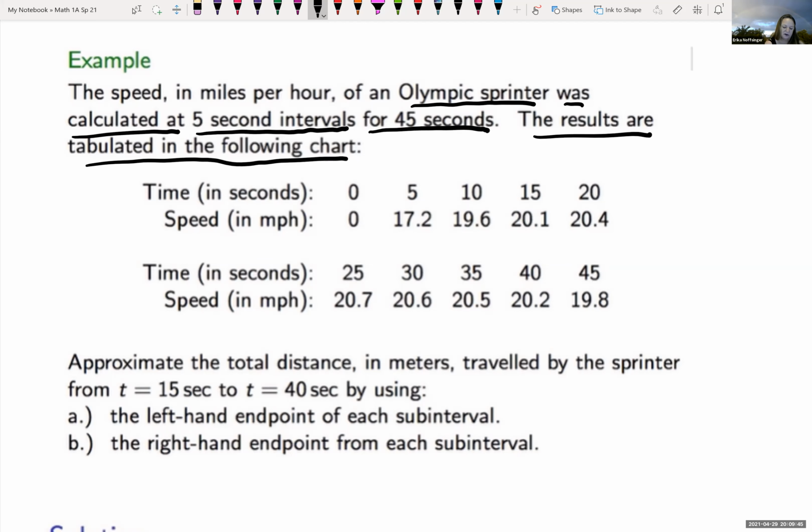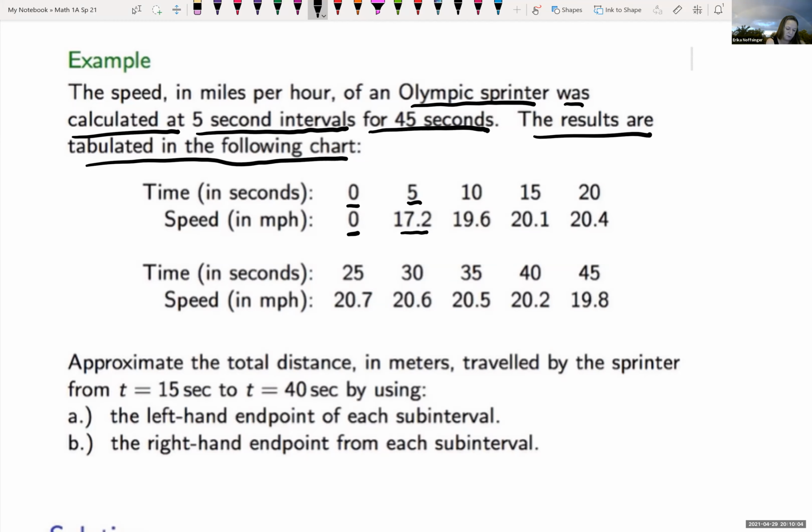Okay, so for instance, at time 0, their speed was 0. At time 5, their speed was 17.2. Their speed is in miles per hour, etc.